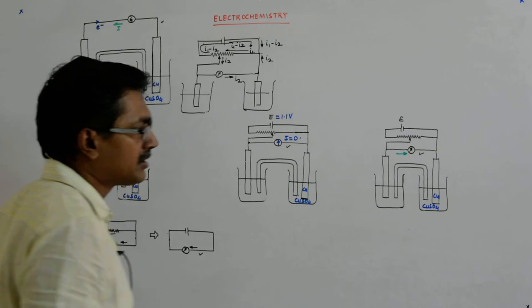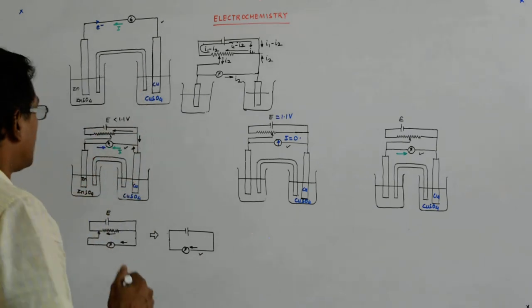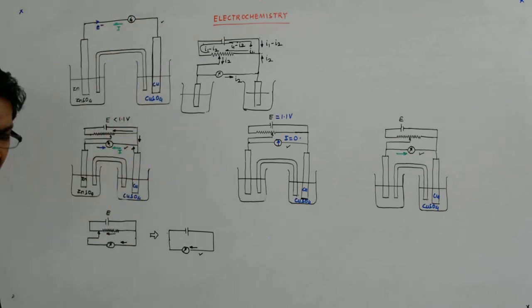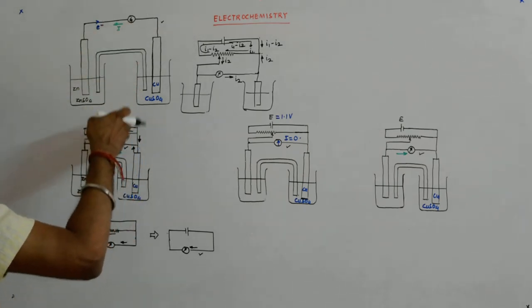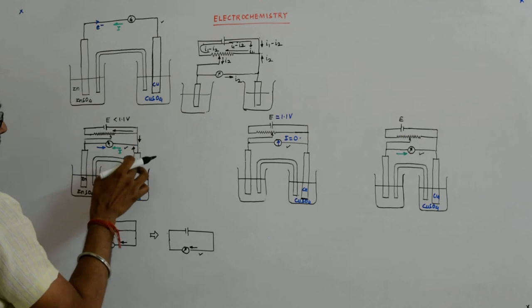So the current goes in the opposite direction. Now what does it mean? I have seen that if there was nothing, there was a current flow like that. Okay. You'll understand more about it when you go to the cells. Actually, these are two opposing cells. They are actually two opposing cells from here and here.